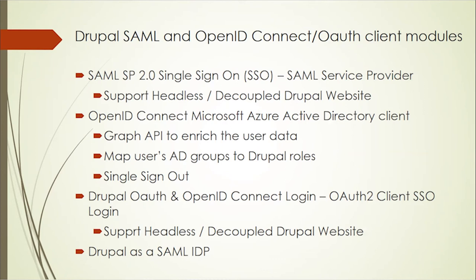The other one I think is quite useful is OpenID Connect, Microsoft AD client. It's based on OpenID Connect, but it has Azure AD capabilities, some features that the generic OpenID Connect modules don't have. For example, the Microsoft Graph API is really useful if you don't know what user data information is available. You can use different endpoints, I think the user info endpoint, to retrieve the user profile attributes.